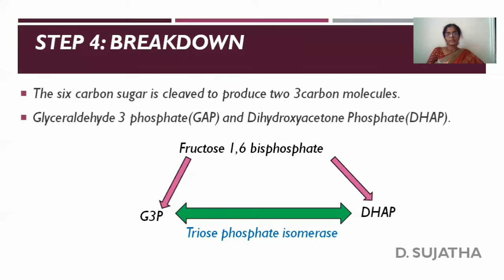One is glyceraldehyde 3-phosphate and another one is dihydroxyacetone phosphate. In the presence of triose phosphate isomerase, the fructose 1,6-bisphosphate is cleaved into 2 products. Those 2 products are 3-carbon compounds. One is G3P, glyceraldehyde 3-phosphate, and another one is dihydroxyacetone phosphate.